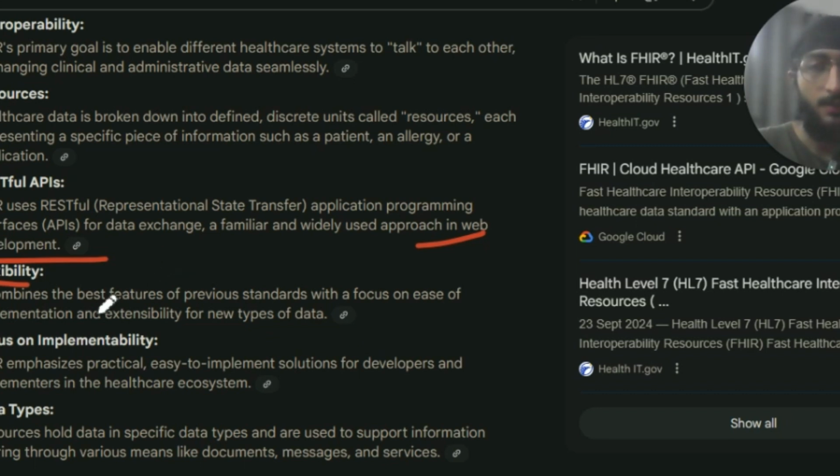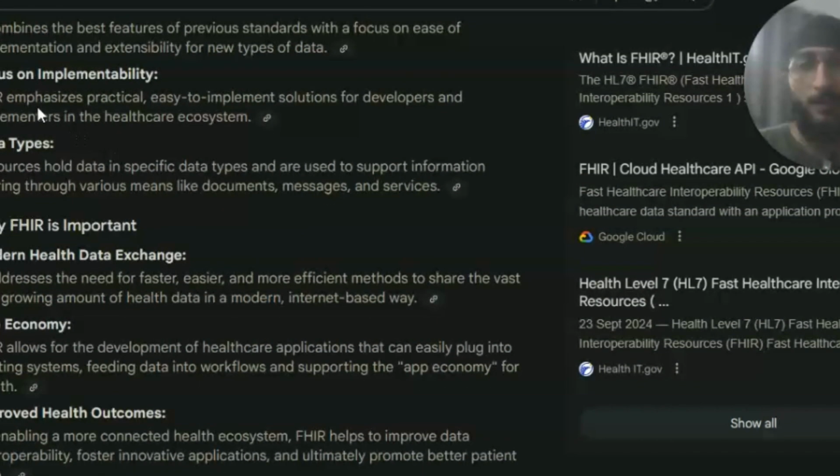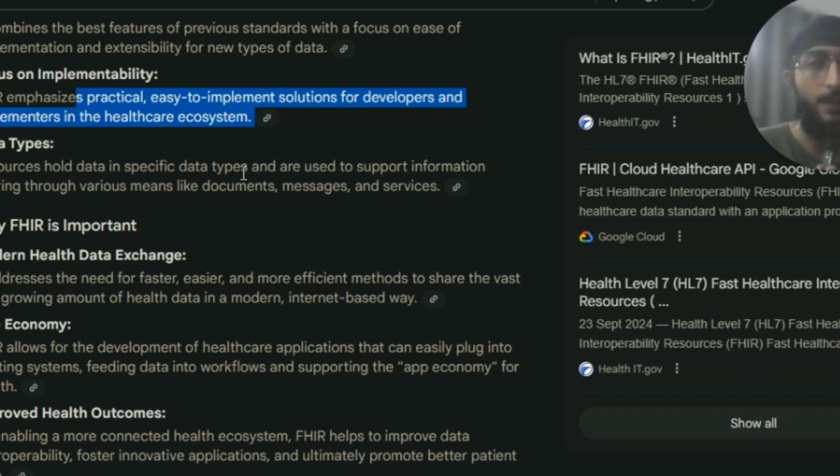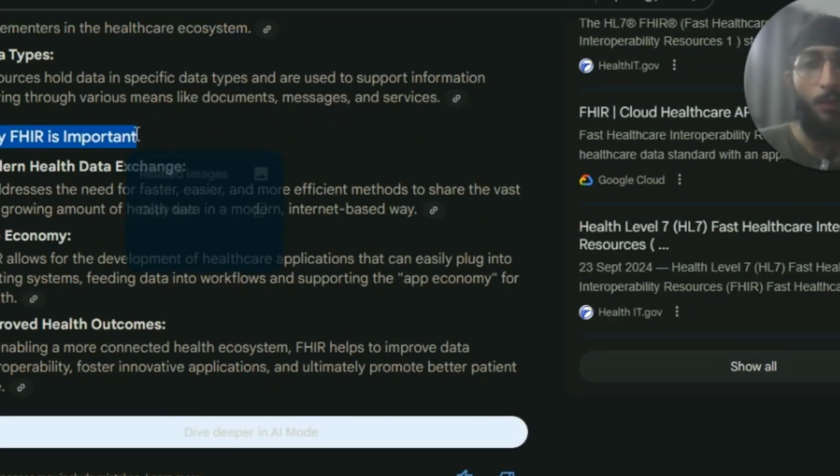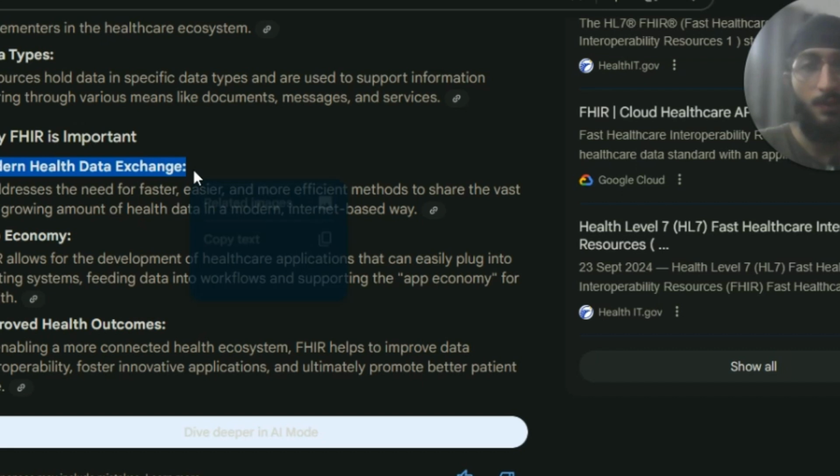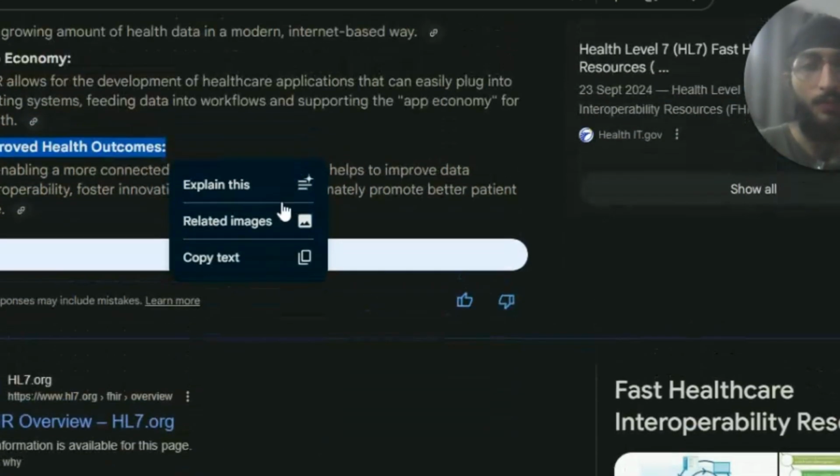Then flexibility: it combines the best features of previous standards with a focus on ease of implementation and extensibility for new types of data. Now, focus on implementability: it emphasizes practical, easy-to-implement solutions for developers and implementers in the healthcare ecosystem. Why is it important? It allows modern health data exchange with faster, easier and more efficient methods, right? Then the app economy: it can easily support the app economy for health and improved health outcomes, right?